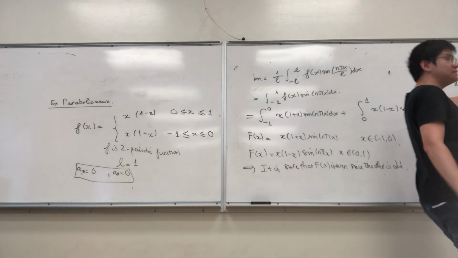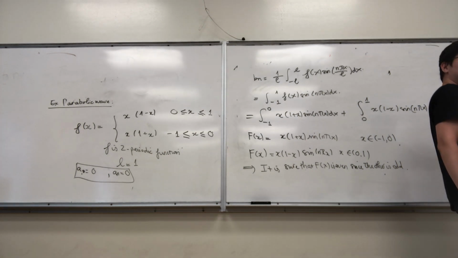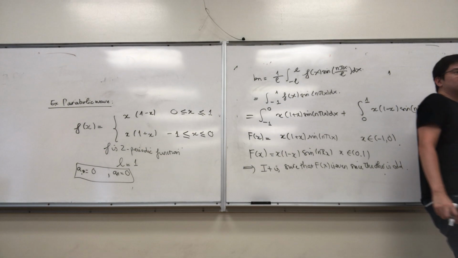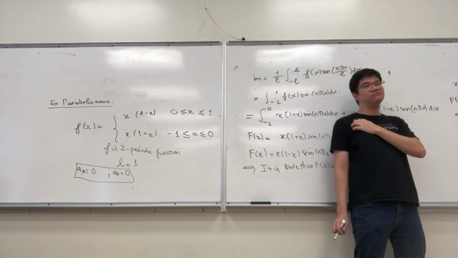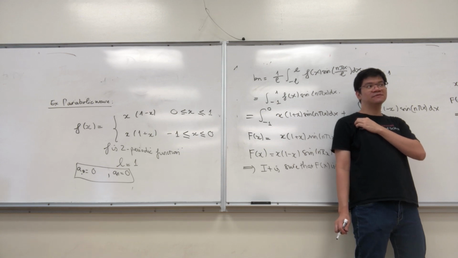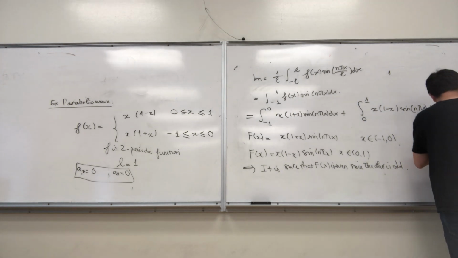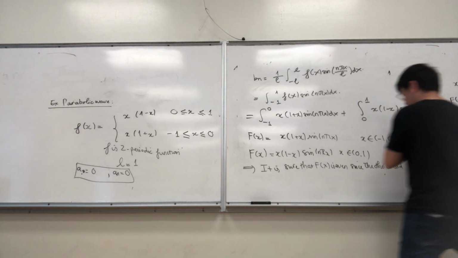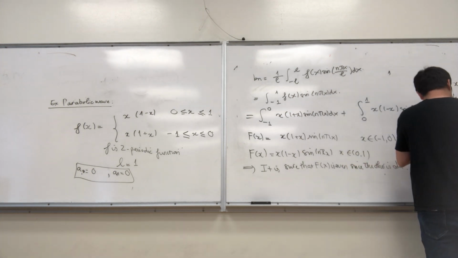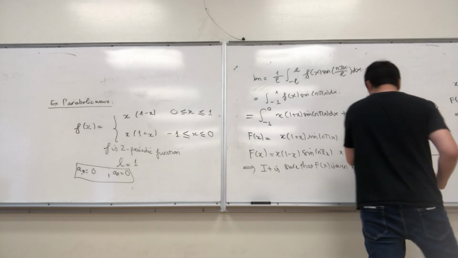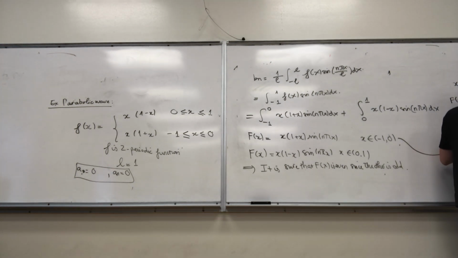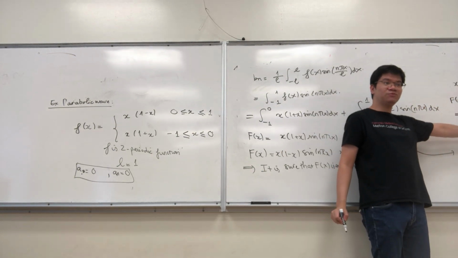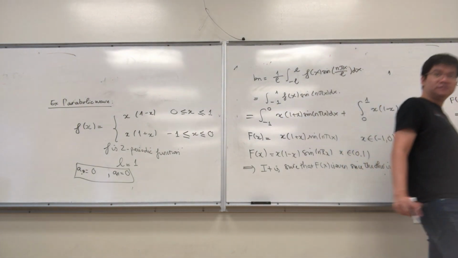Now because x is in 0, 1, what is the value for minus x? What is the interval for minus x? So minus x will be from minus 1 to 0. So which means that I'm gonna use this formula. So f of minus x will be minus x, 1 plus minus x, sine of n pi minus x. And so which means that this one is identical with this one. So this is an even function.